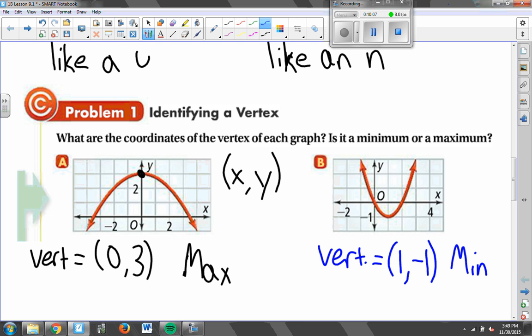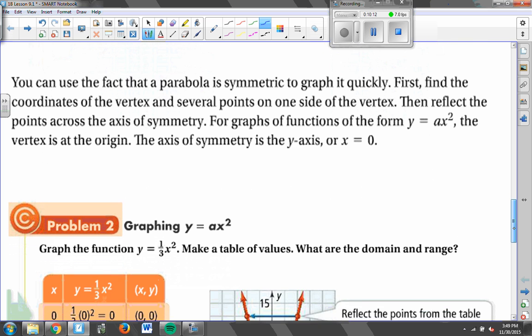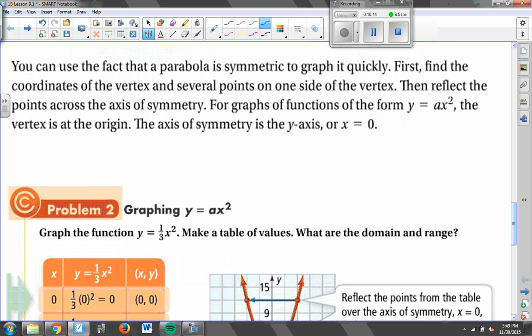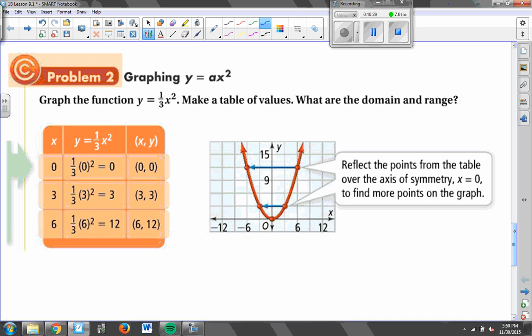Let's go on and look at the only other thing I'm going to ask you to do in tomorrow's practice problem set, which is actually graph these quadratic functions and do it rather quickly. So, if we want to graph, for example, this equation here, y equals 1/3 x squared.